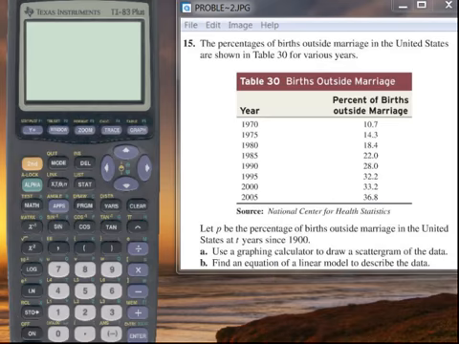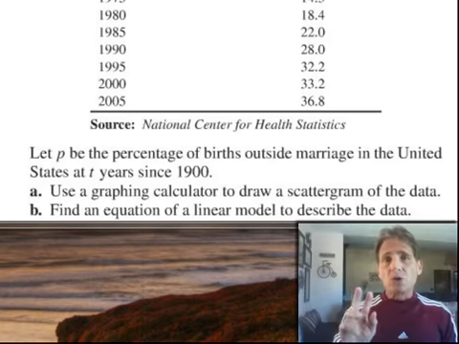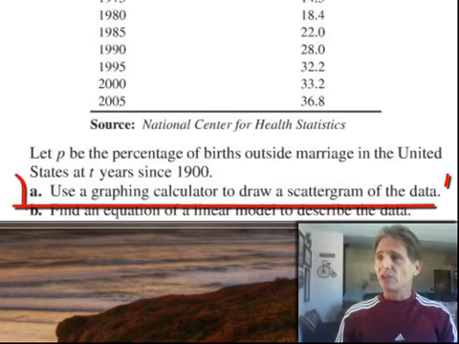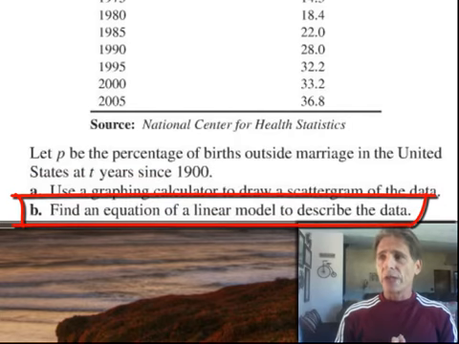Let's read the problem. It says the percentages of births outside marriage in the United States are shown in table 30 for various years. Let P be the percentage of births outside marriage in the United States at T years since 1900. So don't forget that since it's since 1900, the first year will be year 70, then 75, 80, etc. Okay, I want you to do parts A and B only. A says use your graphing calculator to draw a scattergram. B says find the equation of the linear model to describe the data.